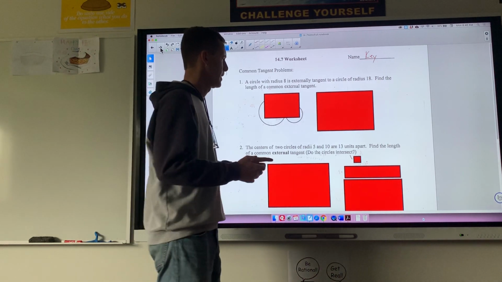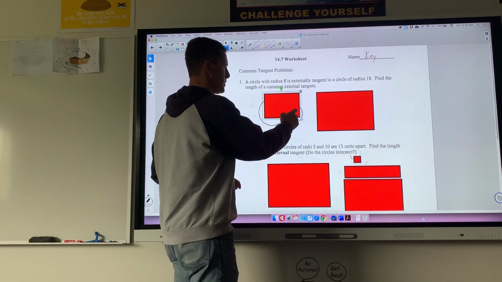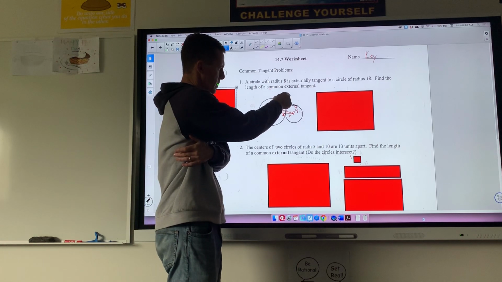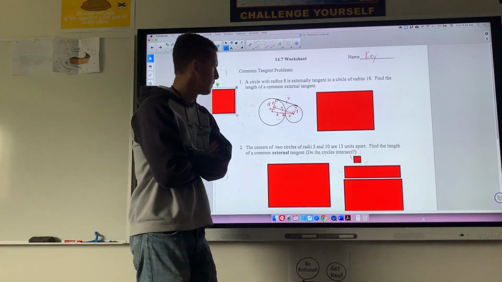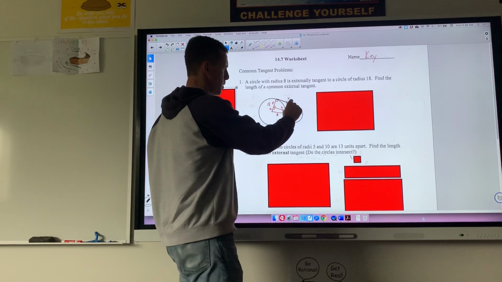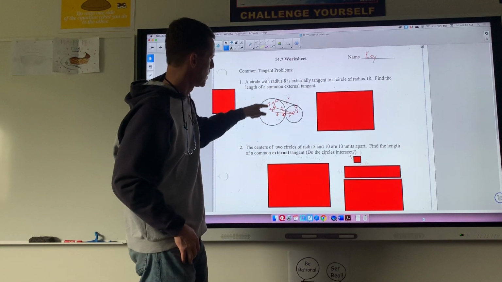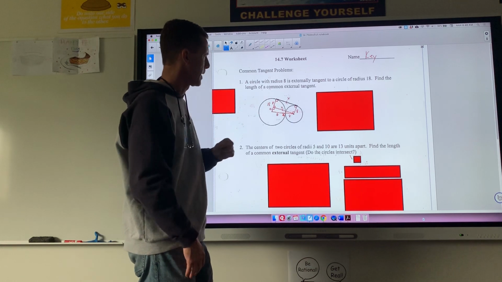Okay, so I'll go ahead and go through it now. Hopefully you figured it out. If you didn't, that's okay. So basically, here's our external tangent. I called it x there. That's what we're trying to solve for. I know that in the small circle, the radius is 8, and it forms a right angle there. I know the radius here is 18. It forms a right angle there.